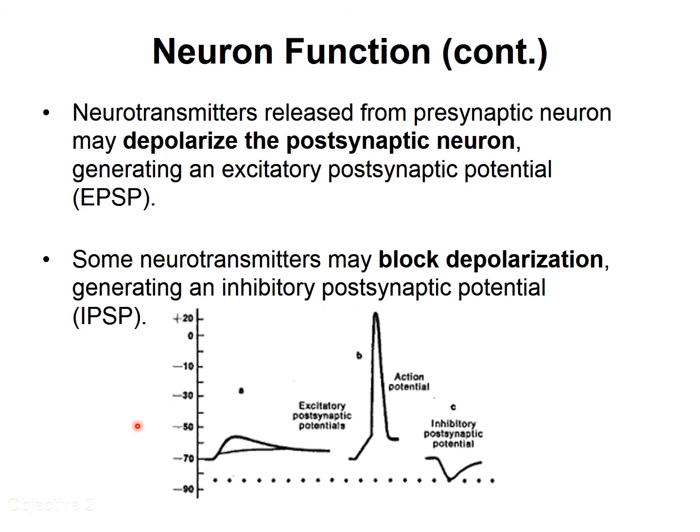Okay, let's take a look at this neuron function a little more carefully. The transmitting or upstream end of a synapse is called a presynaptic neuron. The neurotransmitters released from a presynaptic neuron can depolarize the postsynaptic neuron, thus generating an excitatory postsynaptic potential. You'll see that excitatory postsynaptic potential here. The postsynaptic neuron is the receiving neuron downstream, and some of those neurotransmitters may also block depolarization and thus generate an inhibitory postsynaptic potential, which we can see here as well.